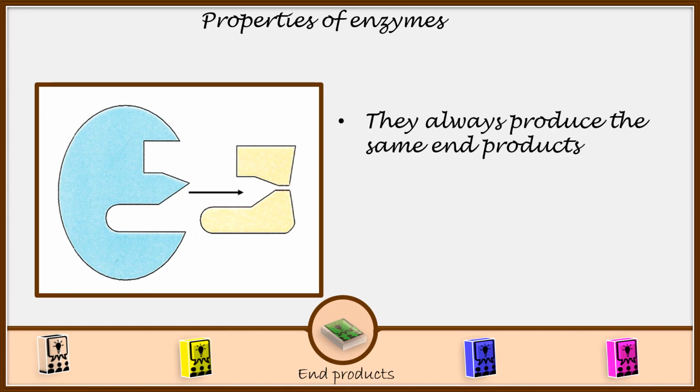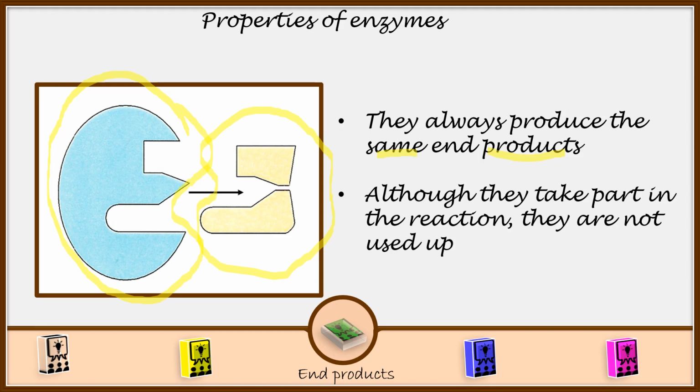They always produce the same product. They are always producing the same end product. So if we have this enzyme working on this substrate, it will always produce the same products. We have seen that our enzyme can work on thousands of these substrates per second, but it will end up always producing the same product. It cannot change and produce other products.